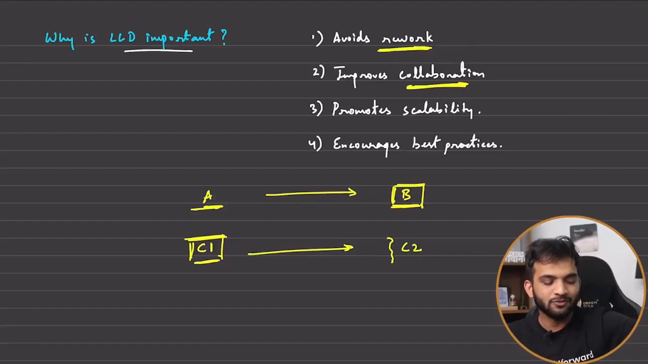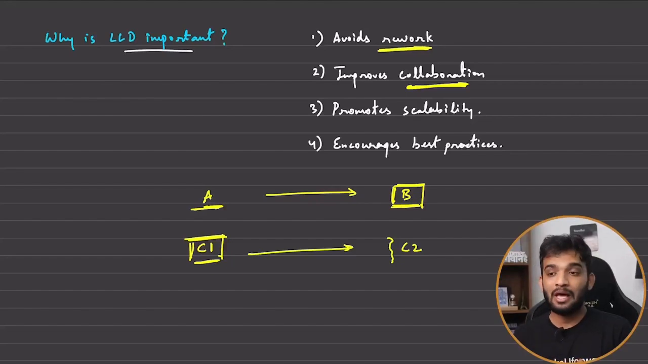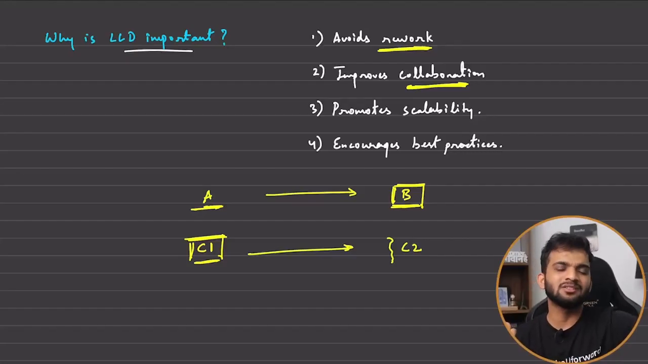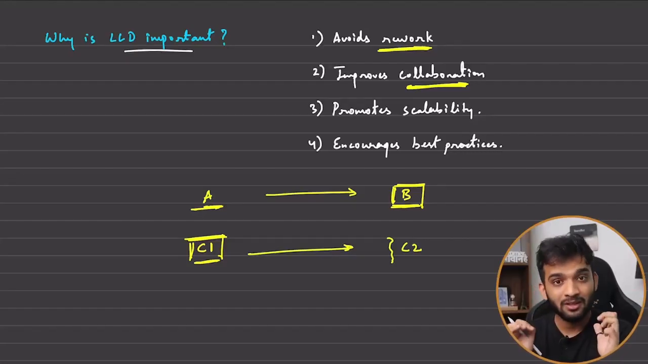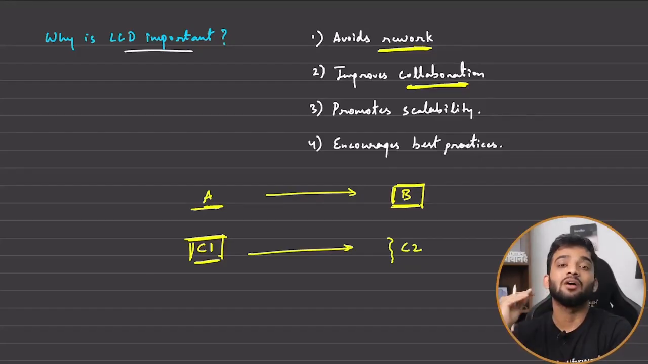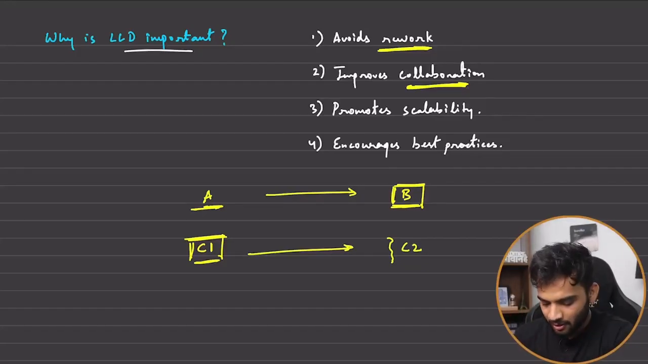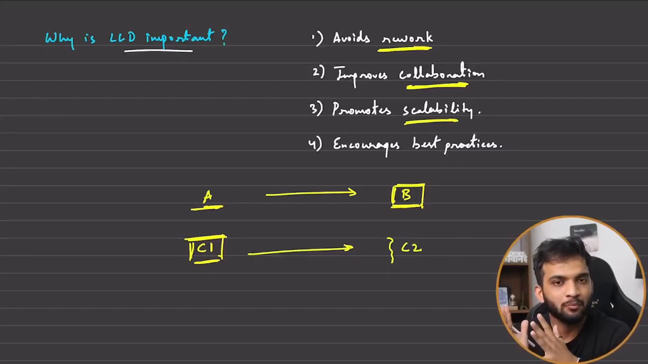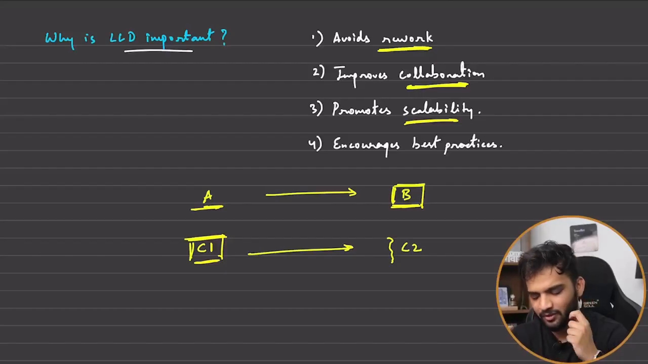So if your code is following design principles, if it is written in a clean manner, then the collaboration becomes very simple. You will be able to collaborate across teams, across components. You will be able to reuse some of the algorithms which are written somewhere else. So collaboration is improved, and that eventually saves a lot of time. Got it? Promotes scalability.